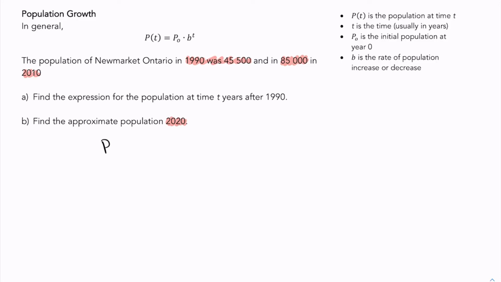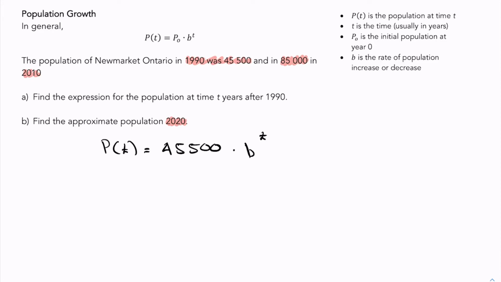I'm going to write P of t equals, well, my initial value was 45,500. And the rate of increase, well, we have to figure that out, so I'm going to write B there for now. And t is the amount of time in years that has elapsed.